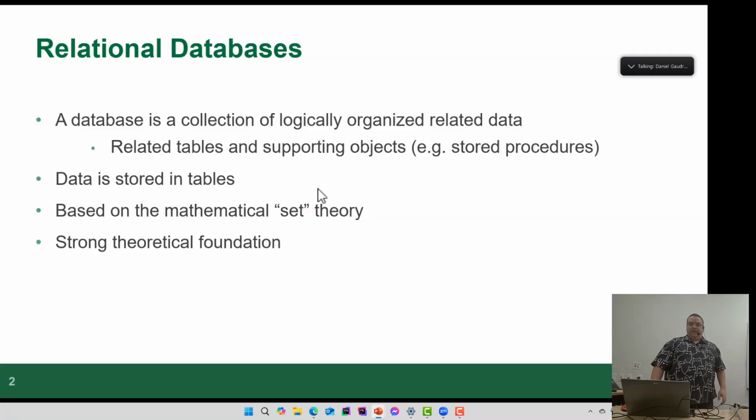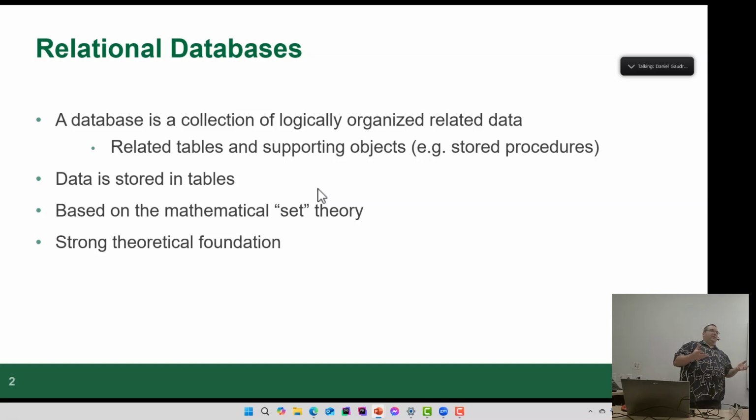Okay, relational databases. So obviously this is a database course, in case you hadn't guessed by the name of the course. So relational databases, a database is a collection of logically organized related data. It's basically the tables and their supporting objects. Data are stored in tables.